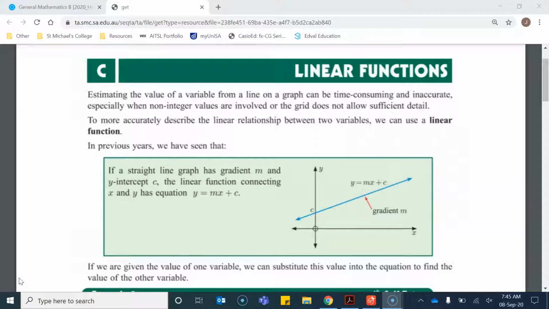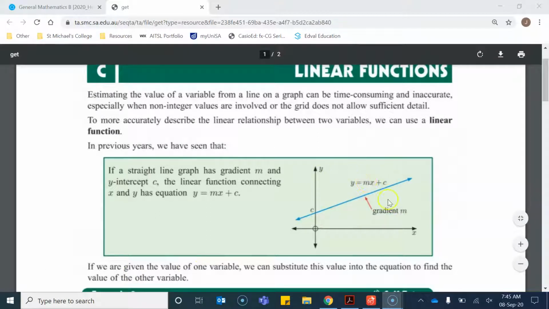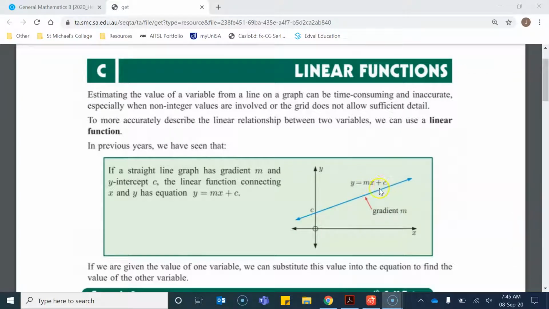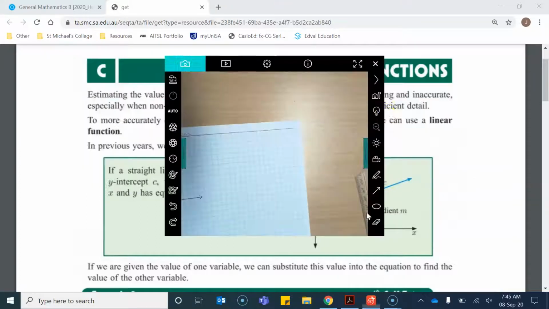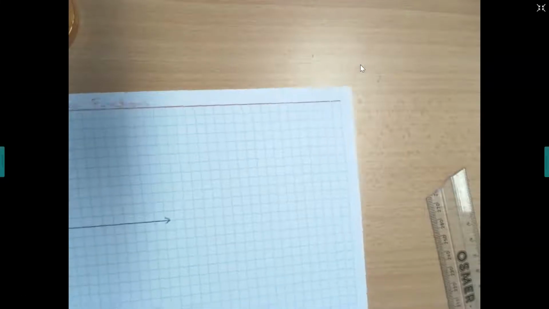So it should be familiar from previous years' work that if we have some straight line on a Cartesian plane, we can describe that line using the equation y equals mx plus c, where the m represents the gradient or the slope of the line, and the c represents the y-intercept, so the point where the graph intersects the y-axis. So that's the first thing that I would like you to note in your exercise books.